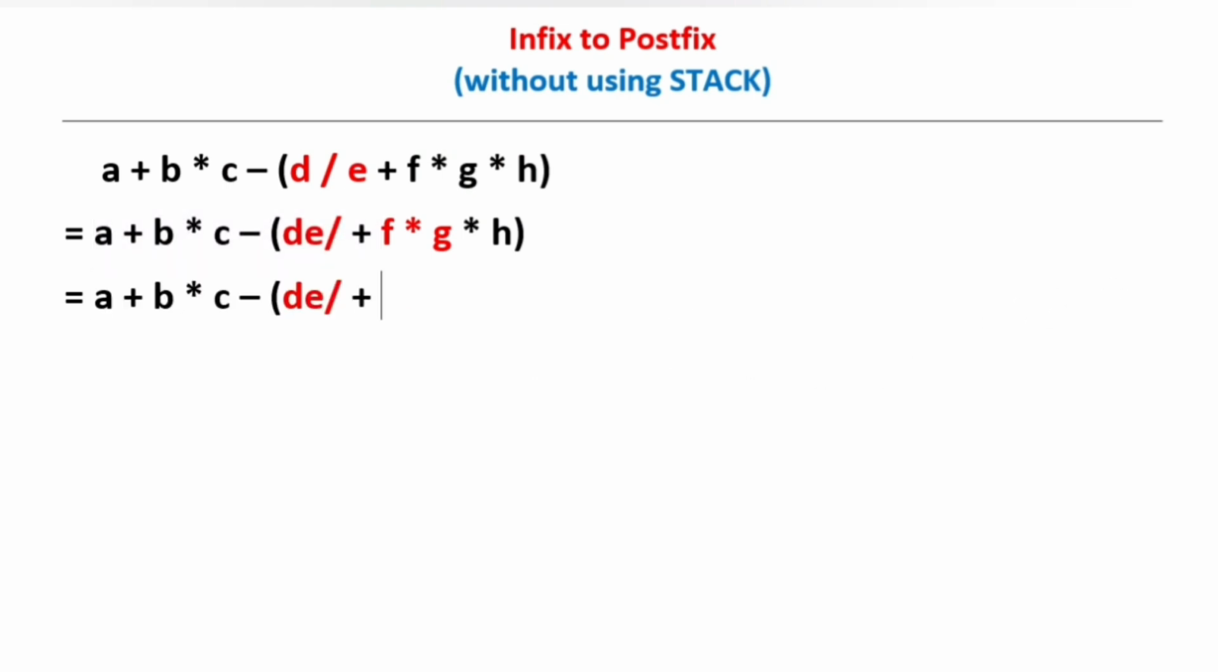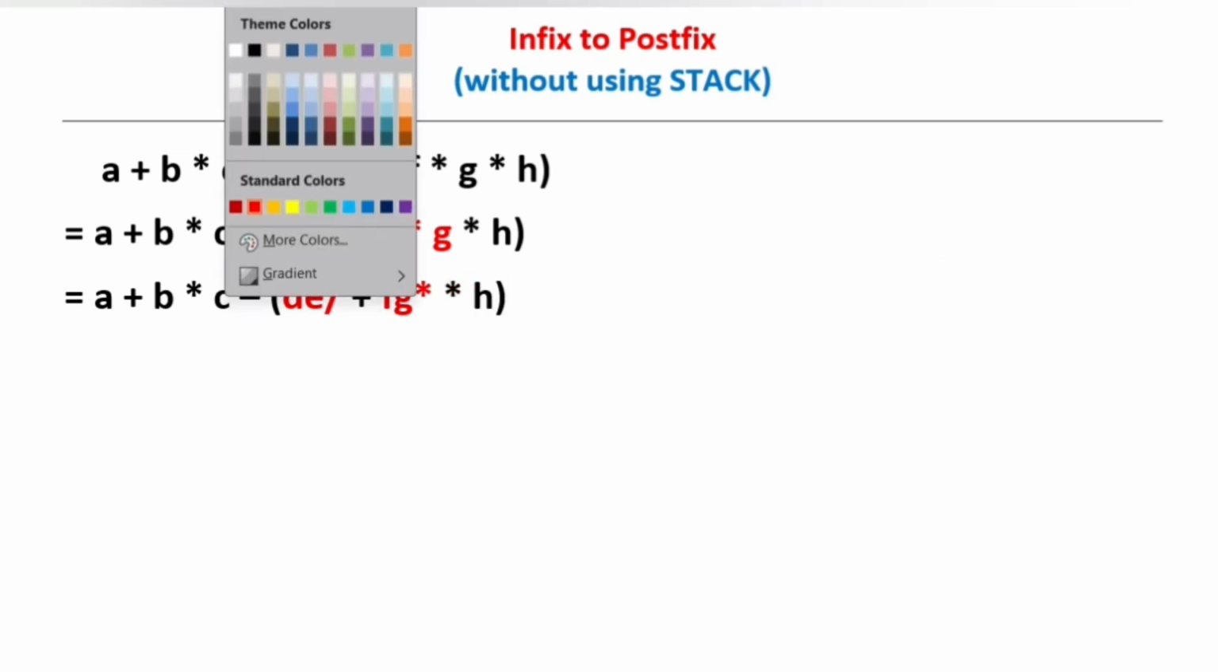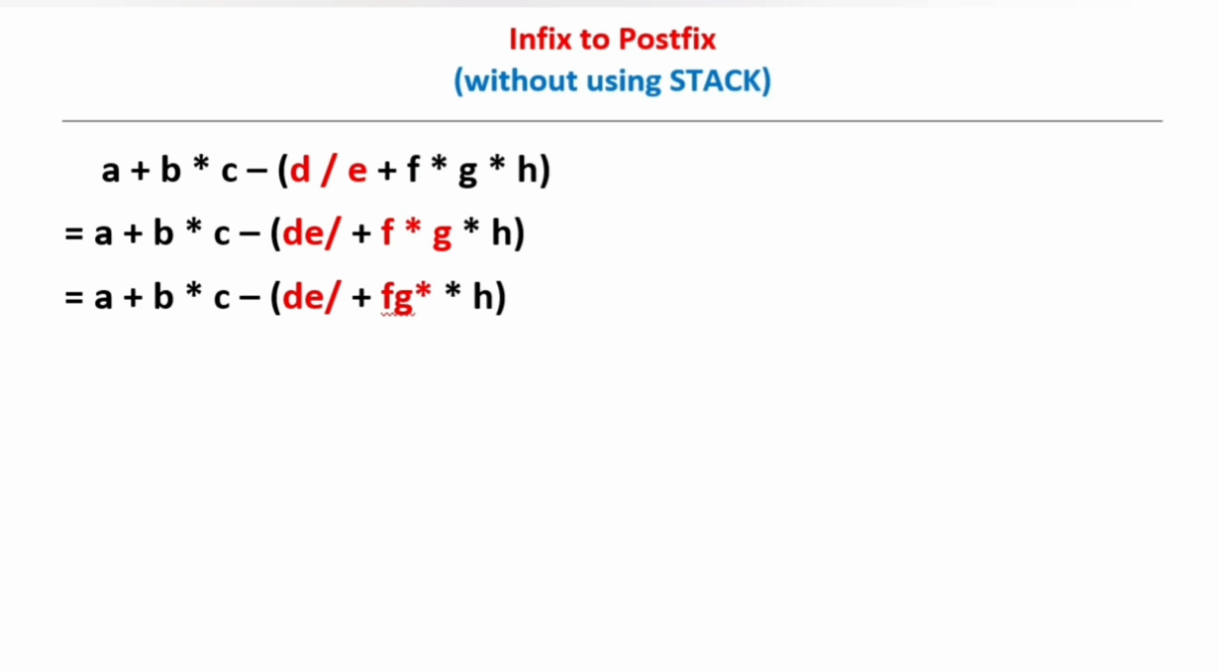Now F into G will be executed as the postfix. So F into G means FG, and then the multiply operator will be placed after the operands FG. That's all, it is done. Now the other one is left, that is into H, but that's all till this much. I am marking this as black color. So this is over.